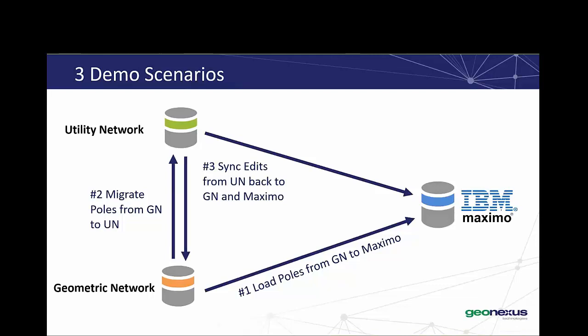And then the second scenario will be taking those poles and loading those into the UN, so migrating the poles to the UN. And then the third scenario is we're going to make an edit in the UN and synchronize those edits back to Maximo and back to the geometric network. So those are the 3 scenarios that Paige will walk through today.